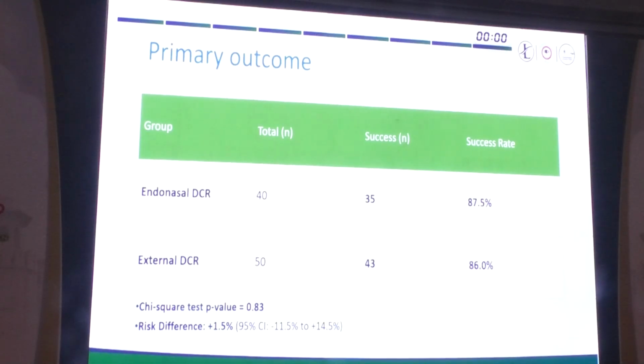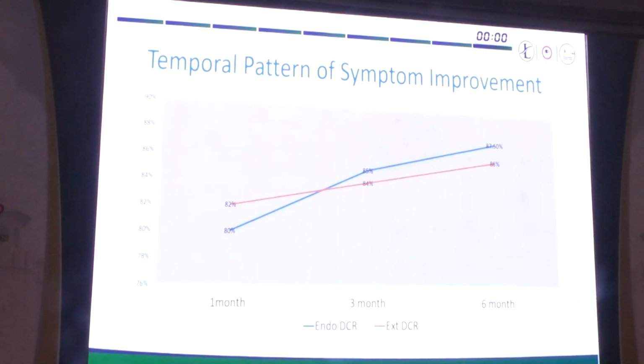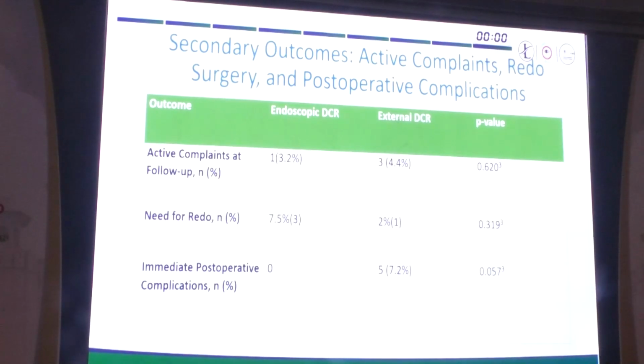Endonasal DCR, we have 40 patients. Successful recovery is in 35 patients, which leads to an 87.5% success rate. In external DCR, we have 50 patients. Successful outcome is in 43 patients, which goes to 86%. There is a temporal pattern of symptom improvement. As we see, there is progressive improvement in the symptoms, and at 6 months post-operatively, 87% are in the endoscopic group and 86% in the external group.